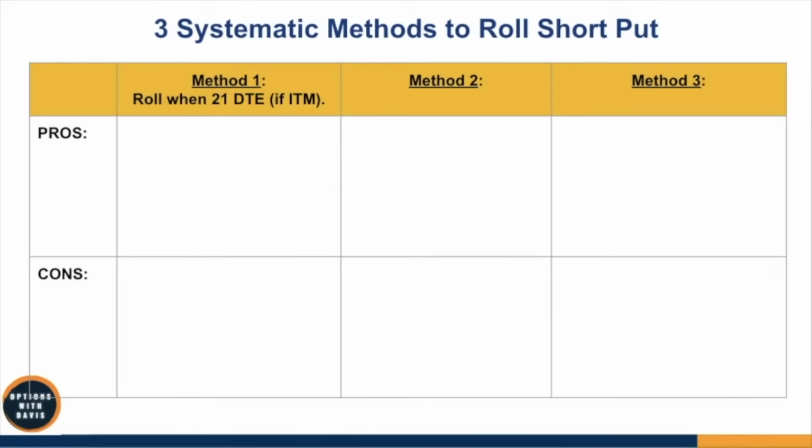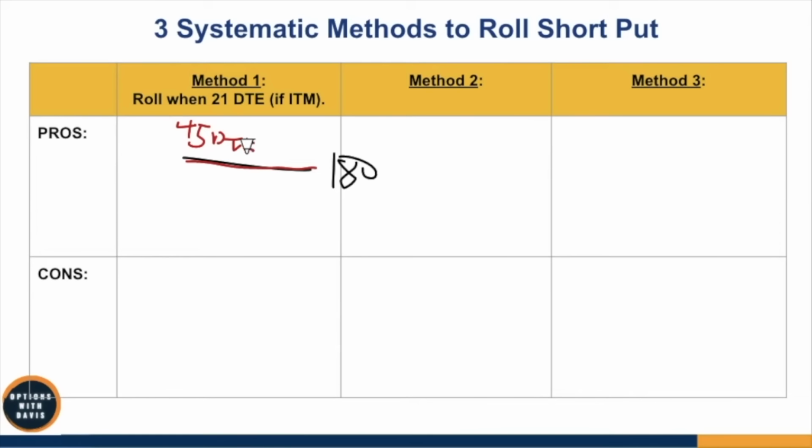The very first method is to roll when there's 21 days to expiration left if it's in the money. If it's out of the money, you don't touch it. The moment it gets in the money, then you start to roll it. So for example, let's say you have a short put at 180. So during this whole time, let's say you sold this during the 45 days to expiration, 45 DTE.